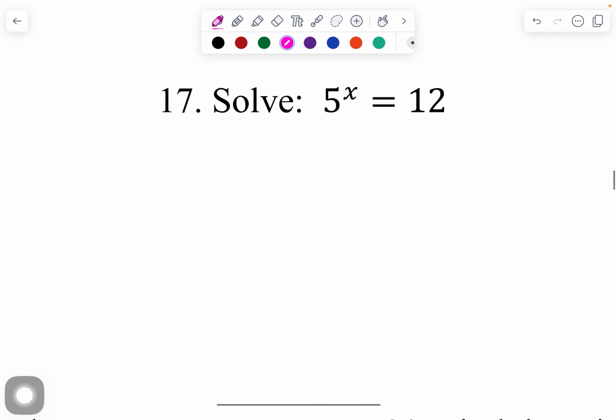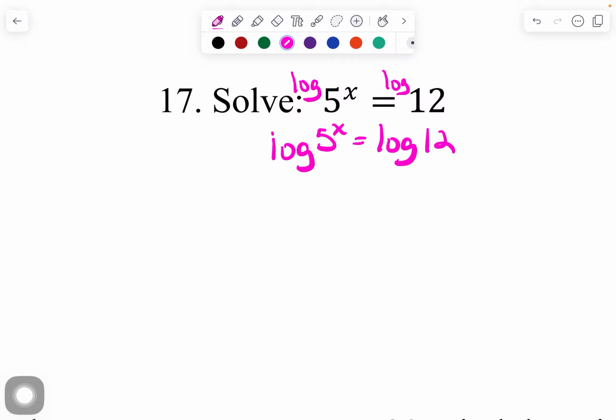So instead, what I'm going to do here is take the log of both sides. So it's going to be the log of 5 to the x equals the log of 12. The exponent rule for logarithms takes this exponent here, pops it out front as a coefficient, which is a wonderful way to turn an exponential or a logarithmic problem into a multiplication problem, which is what we want to do. Because we know how to solve multiplication problems.